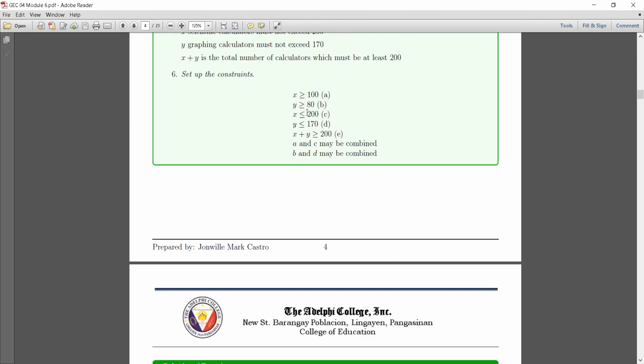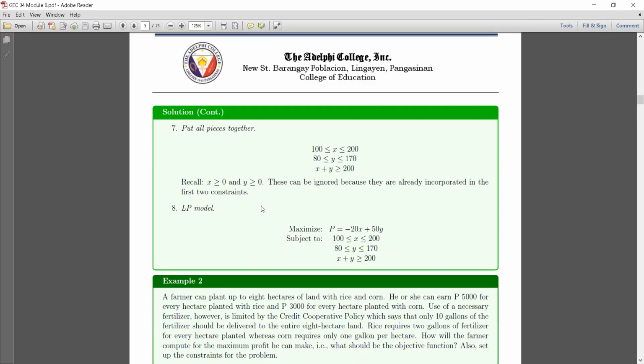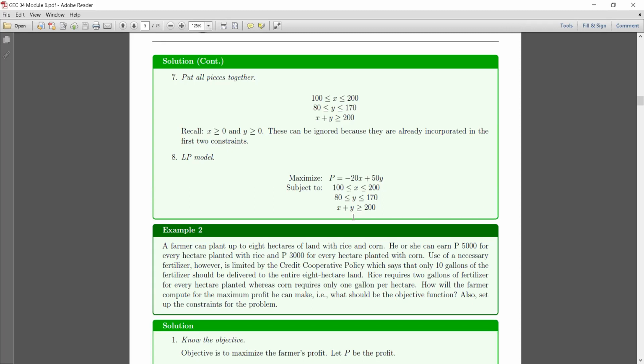Yan. So, pwede natin i-combine yung A and C. Tapos, pwede din natin i-combine yung B and D. So, ito na siya, pag-combine na. So, yung LP model natin: i-maximize natin yung profit, which is negative 20x plus 50y. Bakit negative 20x? Kasi yung profit natin sa scientific calculator is 20 pesos loss. So, loss, so negative siya. Tapos, 50 pesos yung profit natin sa graphing calculator. So, yan yung objective function natin. Then, we have yung constraints, ito yung mga kaninang nakita natin. So, yun yung LP model for example 1.